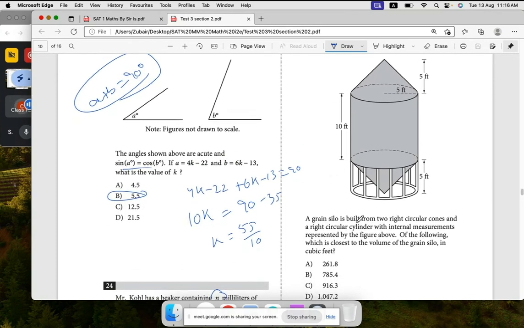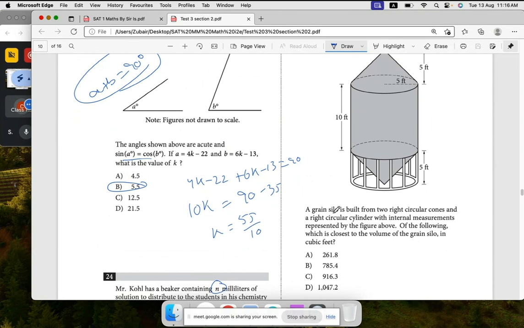A grain silo is built from two right circular cones and a right circular cylinder with internal measurements represented by the figure above. Of the following, which is closest to the volume of the grain silo in cubic feet? 1/3 pi r squared h times 2 plus pi r squared h.